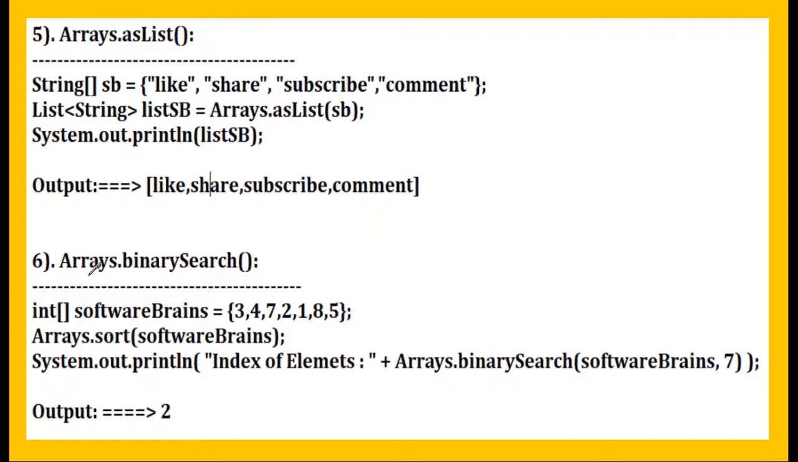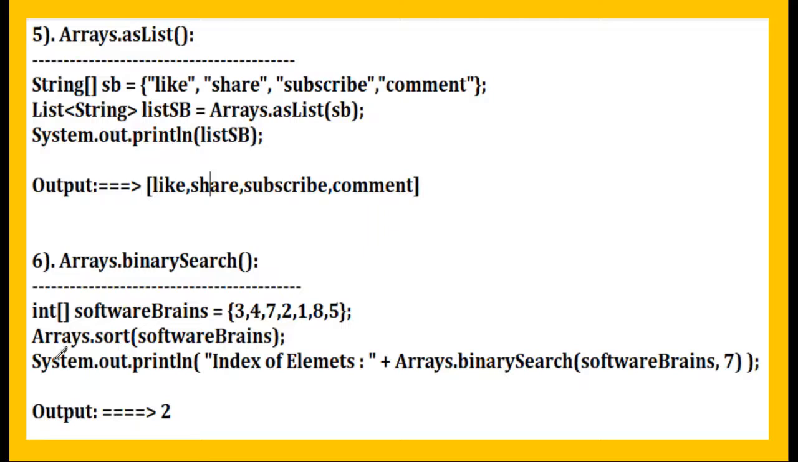So the next method is Arrays.binarySearch. As I've told you, binary search would search for an element in the array, whether the element is present in the array or not. If it is not present, it would return -1. So I have an array softwareBrains with 3, 4, 7, 2, 1, 8, 5. Now I am going to sort my array. The reason why I'm sorting my array is that whenever binary search needs to work, the elements should be in sorted order. Hence I am sorting my array.